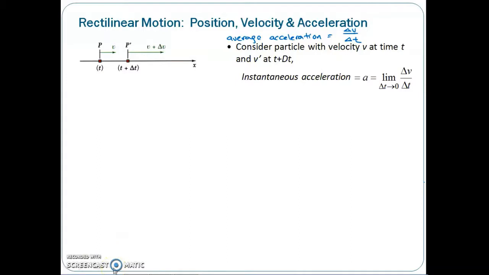Next, the instantaneous acceleration a of the particle at the time instant t is obtained from the average acceleration by choosing smaller and smaller values of delta t and delta v. So here, instantaneous acceleration a equals the limit, as delta t approaches 0, of delta v over delta t. It can be rewritten as instantaneous acceleration a equals dv/dt.